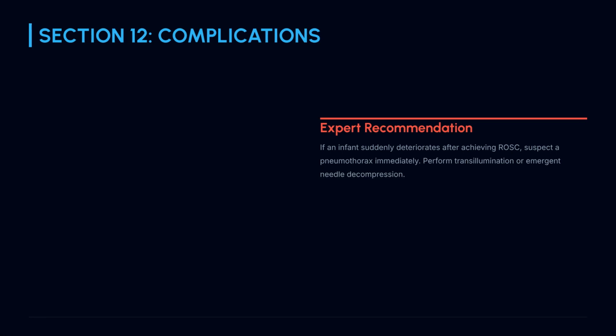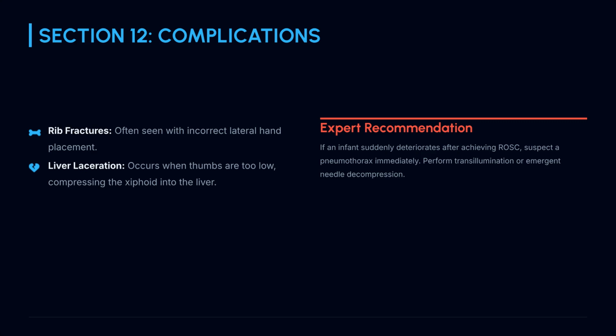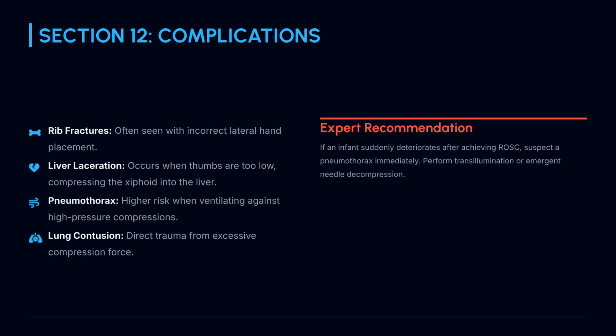We now address Section 12, potential complications. Incorrect lateral hand placement can cause rib fractures. Positioning thumbs too low, compressing the xiphoid process, risks liver laceration. Excessive compression force can lead to lung contusion, and high-pressure ventilation against compressions increases pneumothorax risk.